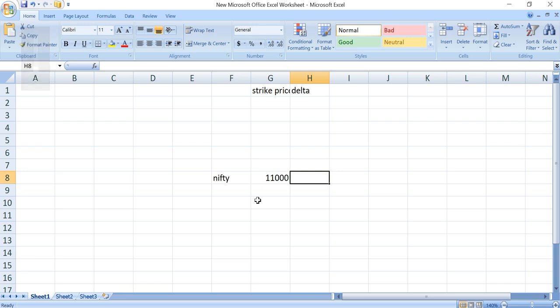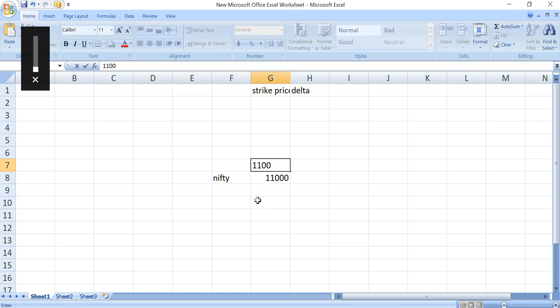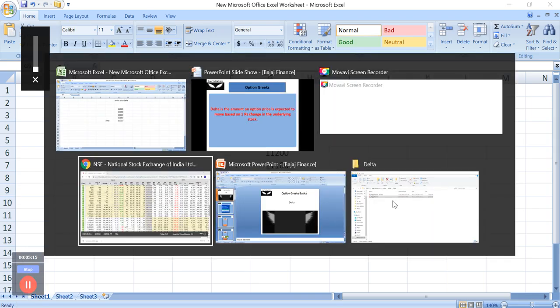Now imagine we are taking an option, and these are all call options. Above 11,000 will be 11,100, 11,200, 11,300, 11,400, and so on, all above. This is nothing but the option chain. If you have not seen it, I'll just show you that also.